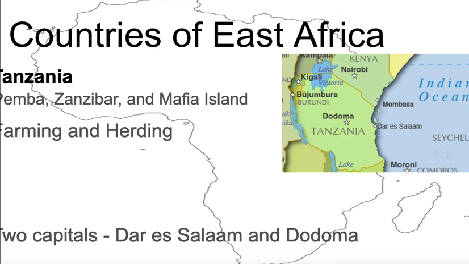Tanzanians work in farming or herding. Most of them grow food on subsistence farms. Some farmers grow coffee, cotton, tea, cashews, and tobacco for export.